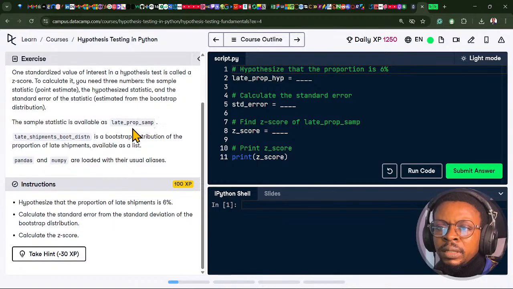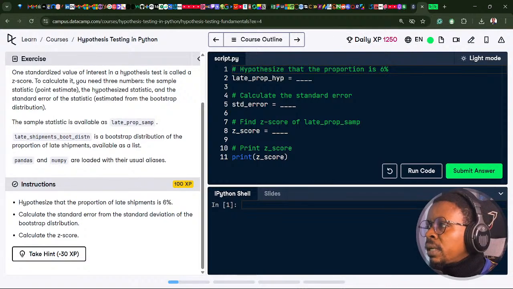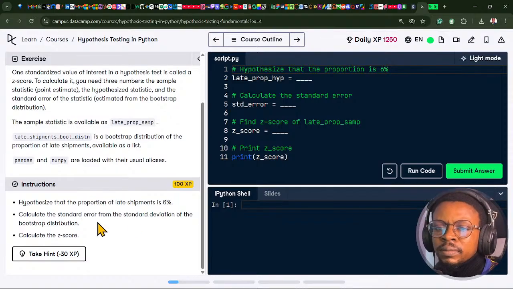The sample statistic is available as late_prop_samp. The late shipments bootstrap distribution is a bootstrap distribution of the proportion of late shipments, available as late_shipments_boot_distn. Lastly, hypothesize that the proportion of late shipments is 6%. Okay, we need to hypothesize. Let's see that.